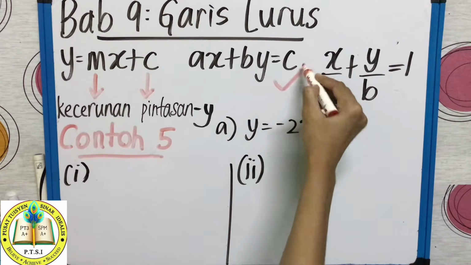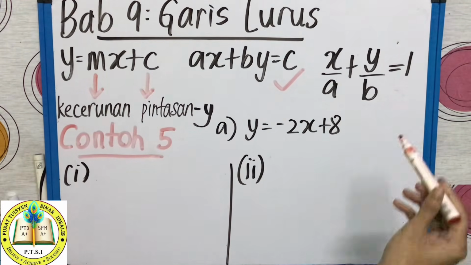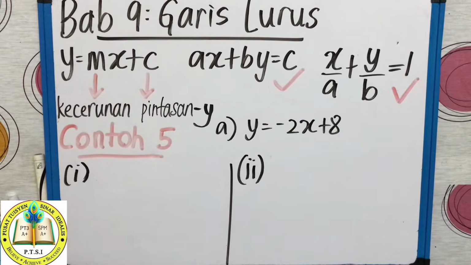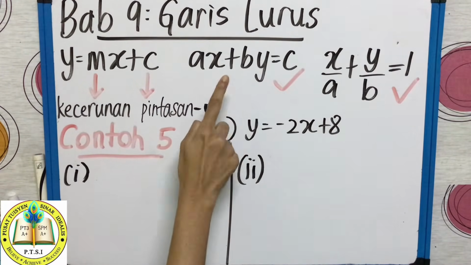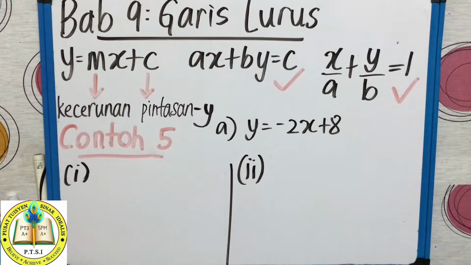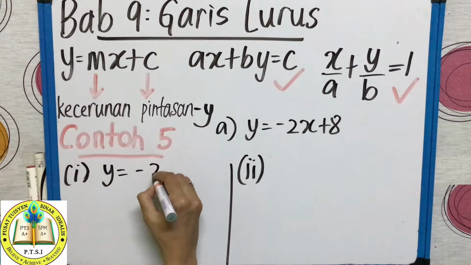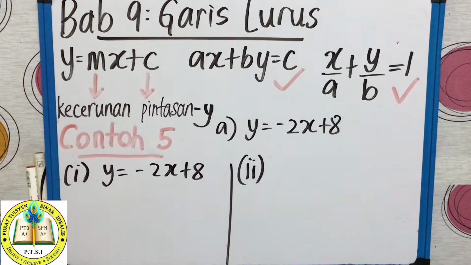One is ax plus by equal c. Lagi satu bentuk pecahan. So, sekarang soalan A ni, Roman 1 tukar bentuk ni. And Roman 2 tukar bentuk yang ini. Same like just now, contoh 3, 4 semua sama lah. Tapi bentuk sahaja berlainan. So now the first question, y equal negative 2x plus 8. Tukar kepada bentuk ax plus by equal c.